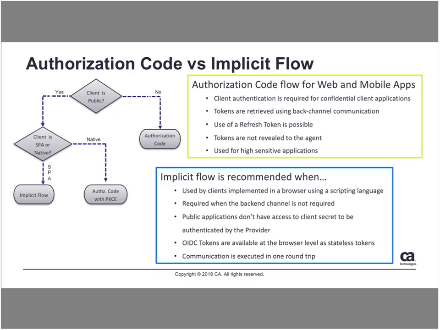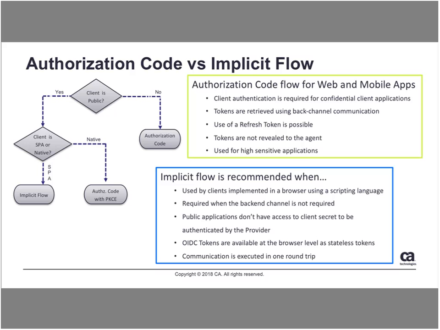To keep the tokens more secure and avoid security breaches, tokens can be retrieved using back-channel communication. Generally, the access token is considered short-lived and the refresh token is a long-lived token, so the refresh token is possible with the authorization code flow. Also, the tokens are not revealed to the user agent as they are retrieved from the endpoints. With all the above semantics, the authorization code flow is generally used for highly sensitive web applications particularly.